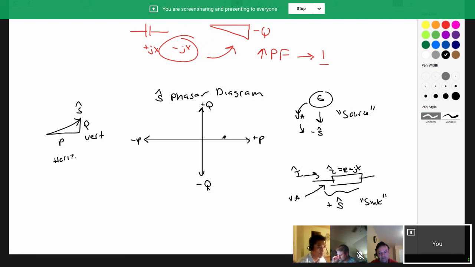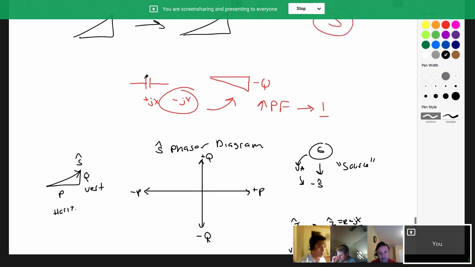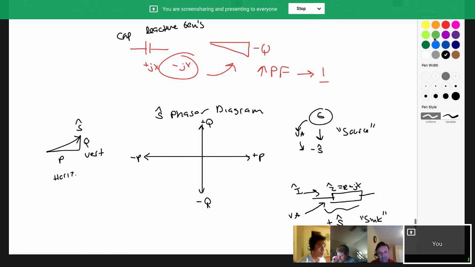So when we talk about capacitors, in effect, they act as reactive generators, don't they? So if I draw a capacitor, it would be minus jX. The j tells us it's on the vertical axis. The X tells us it's on the negative vertical axis.